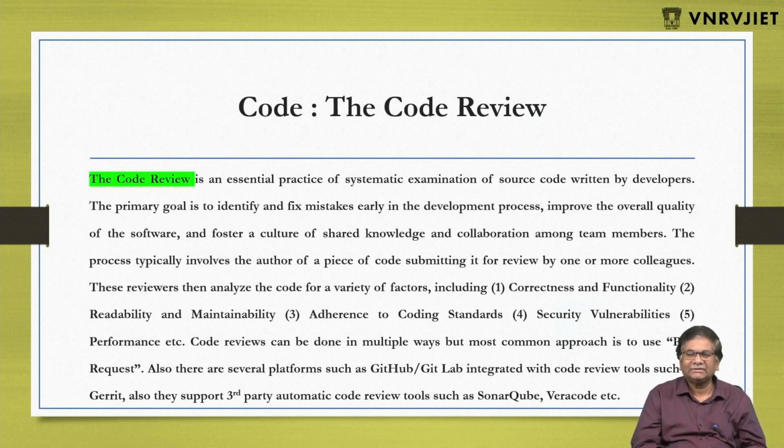Also there are several platforms such as GitHub, GitLab, and integrated code review tools such as Gerrit. Gerrit is a code review tool, which we will talk about later in this series, in the latter presentations. They also support third-party automated code review tools such as SonarQube, Veracode, etc. Even nowadays, for code review, there are so many tools available like SonarQube and Veracode. They themselves will check a lot of stuff, but at the same time, you can't replace humans when it comes to code review.